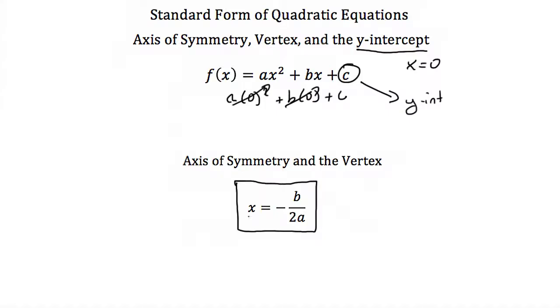This is the equation for our axis of symmetry. Remember, the axis of symmetry is a vertical line, so it's going to have the equation x is equal to some number. The vertex occurs on that axis of symmetry, so this would be the x value for our vertex. And once we have our x value, we would have to plug it back into our equation to find our y value. So this is the x coordinate of our vertex.